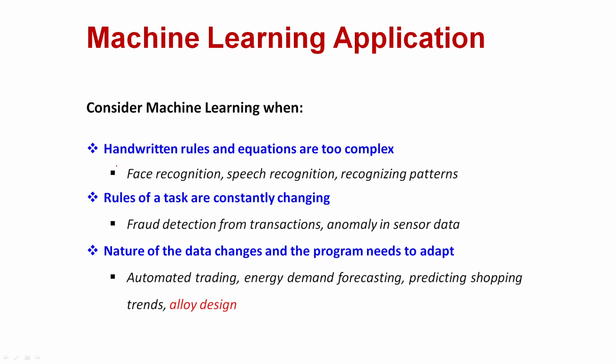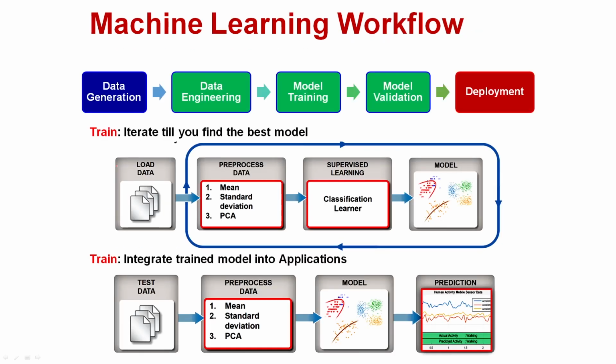Or you can have a situation where the nature of data is changing fast, and a program needs to adapt to that, like automated trading in stock markets, energy-driven forecasting or shopping predictions. Very difficult to do that, right? Alloy design falls under the same thing. In alloy design, the nature of data changes, and a computer machine learning program needs to adapt to that kind of data. That's the problem there.